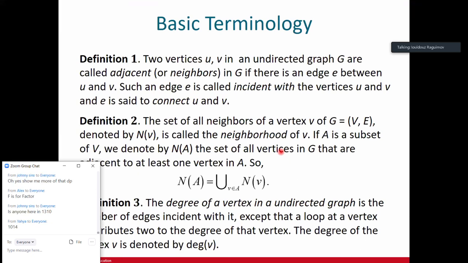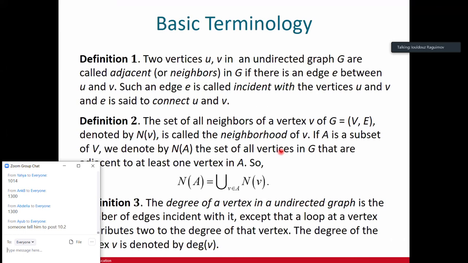Okay, definition 1. Two vertices U and V in an undirected graph G are called adjacent, also called neighbors in G, if there is an edge E between U and V. Then E is called incident with vertices U and V. Also, E is said to connect U and V. Two different expressions are used in this case.